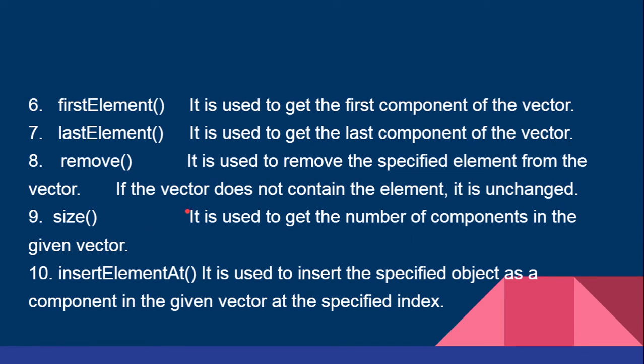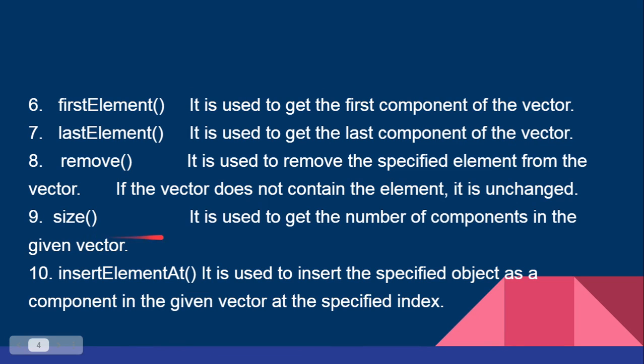And then size, this helps to get the number of components in the given vector. So at present, what is the size of the vector? Capacity and size are different. Capacity means how much the vector can hold, that is the maximum capacity given by the capacity method, but size means the number of elements present in the vector, that is given by the size method.